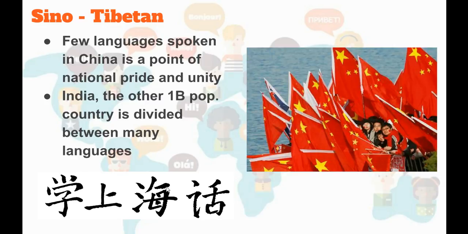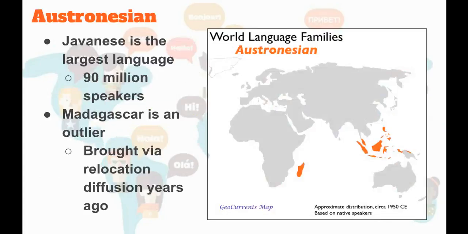Keep in mind, China again looks at this as more of a prideful thing, that most of their country speaks one language. It's more of a unifying factor for them. Now, when we start looking at Austronesian, think about the Australia type area, except it's not really Australia, and think about more of the Polynesian, Micronesia type area or region of the world.